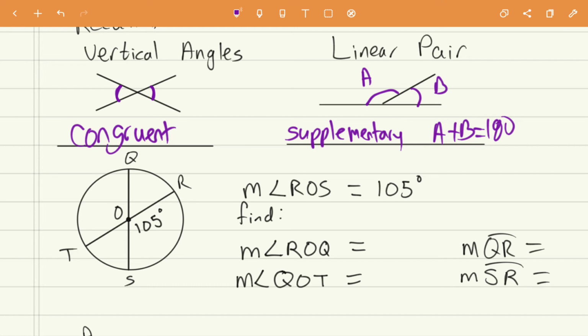We have angle ROS. This one right here equals 105. Now we want to find the angle ROQ and QOT. That's a lot of letters. But we are looking for this angle right here that I'm highlighting in green. Notice these form a straight line, which means they are a linear pair. So we can just do 180 minus 105, and that gives us 75. Which makes its corresponding arc, QR, equal to 75.